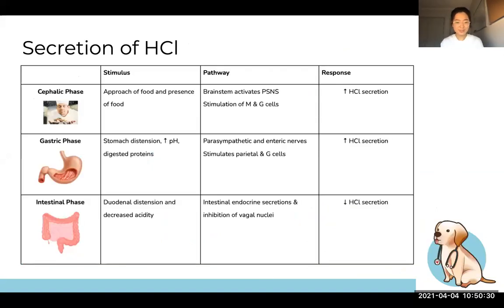So in terms of secretion of hydrochloric acid, we've got 3 phases. In the cephalic and gastric phase, you will get an increase in hydrochloric acid secretion. In the intestinal phase, you will get a decrease. It's pretty logical if you think of what's happening in each phase. So cephalic, you're anticipating having food, so it's either the approach of food or the presence of food. Because you're preparing to eat, that's going to increase the hydrochloric acid secretion. In the gastric phase, you've got your stomach distending, so there actually is food in your stomach, which will increase hydrochloric acid secretion. In the intestinal phase, you no longer have anything in the stomach, or you have less stuff in the stomach, so hydrochloric acid is decreased instead.